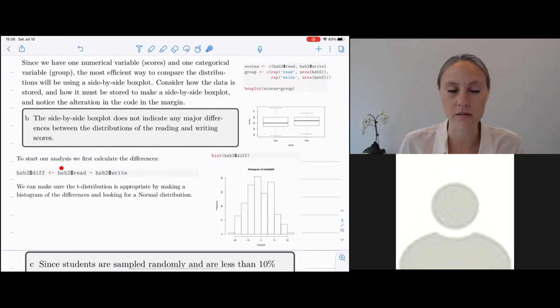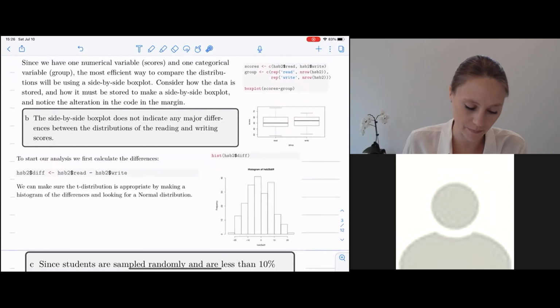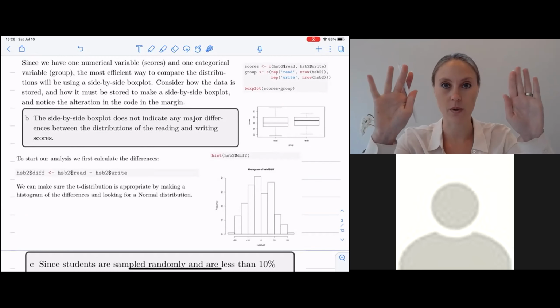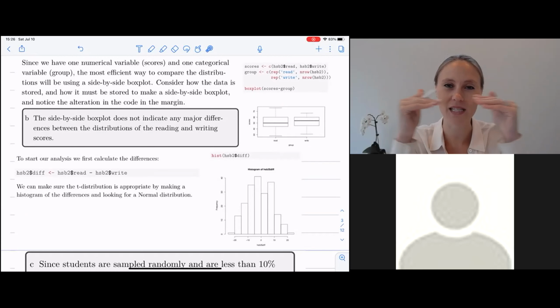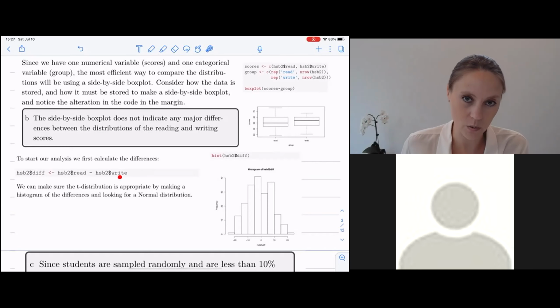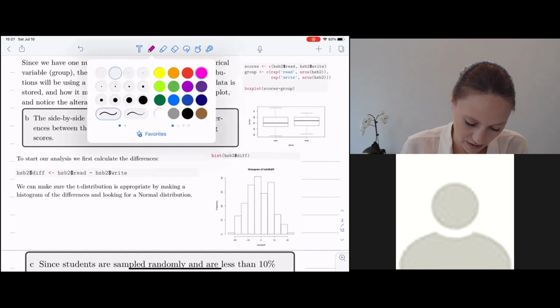Unless we're using software, I would expect you to be able to generate this box plot, but otherwise I just expect you to be able to read it. So first, we've got the reading and the writing scores as two separate samples, but to capture the pairing within each student, the reading score and the writing score of each student, we need to calculate the differences. I've stored the differences as the reading scores minus the writing scores.